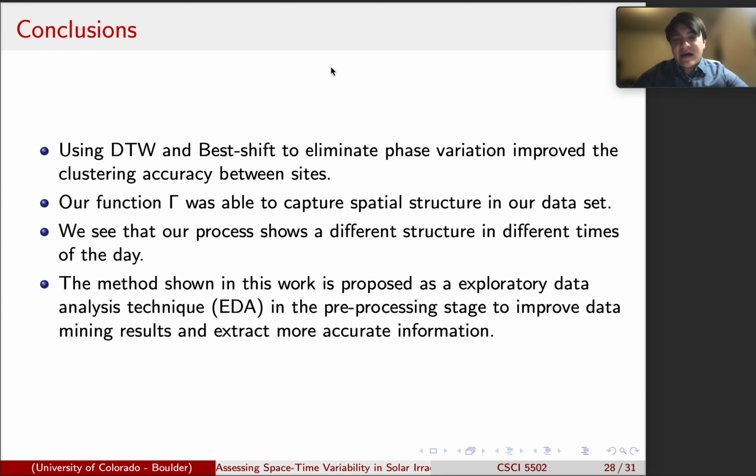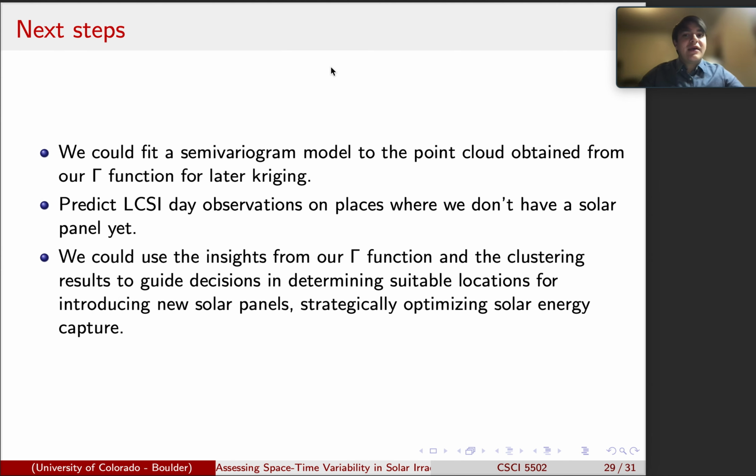So as we can see, this method that we just showed is proposed as an exploratory data analysis, or EDA, technique in the pre-processing stage of data mining, to extract more accurate information from our data. Some other next steps: after we got our point cloud of gamma, the cost between two sites based on the geographical distance, we can feed a semivariogram model for later kriging or spatial prediction.